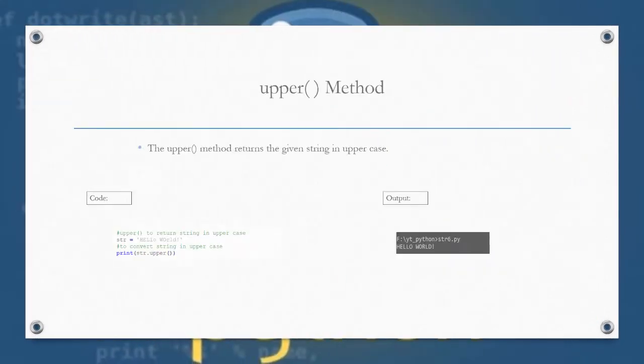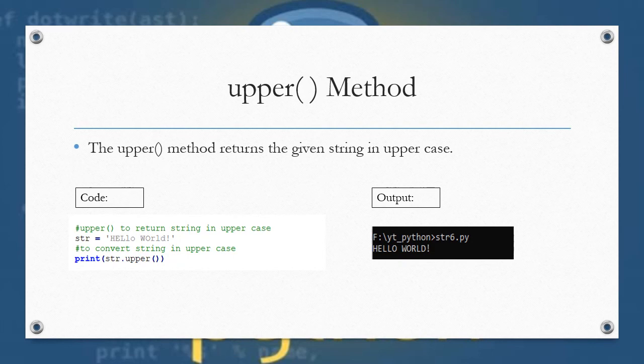Now the upper method. To convert a string to uppercase, we can use the upper method. As shown in the code, we use string.upper in the print function, and we get the output hello world in uppercase. It converts all lowercase letters into uppercase letters, and uppercase letters remain the same.